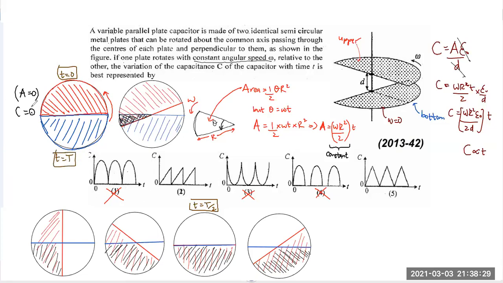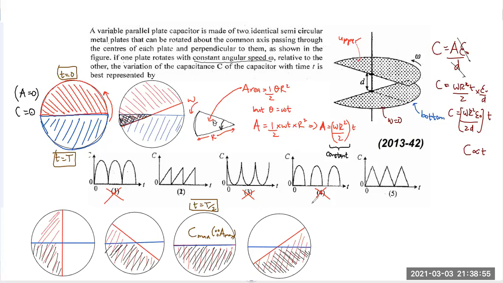Okay, so again capacitance will be 0. So capacitance from 0 should increase. Here the capacitance will be maximum. Why? Because the area intersected by both the capacitors is maximum. Therefore capacitance will be maximum here, 0 here. Again it's 0. So 0, maximum, 0. Increase, decrease, increase, decrease, increase, decrease. We have to go for a graph like that.